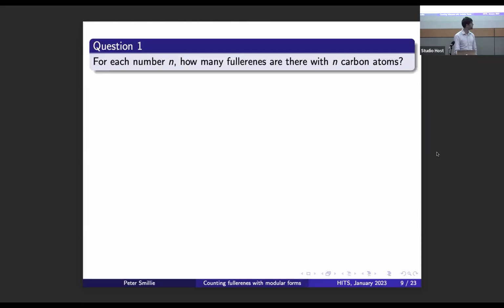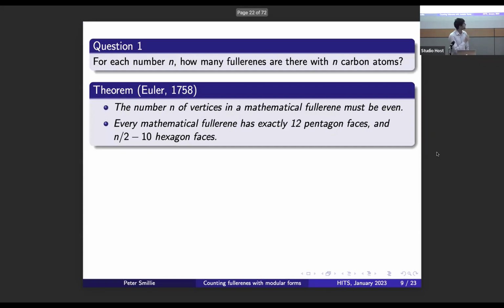Okay, question one. Our second math theorem of the talk is due to Euler in 1758. He also wasn't thinking specifically about Fullerenes, but he proved that the number n of vertices in a mathematical Fullerene has to be even, which is an explanation for why, in that histogram you saw, we only saw an even number of carbon atoms in the weights that were observed in the vapor.